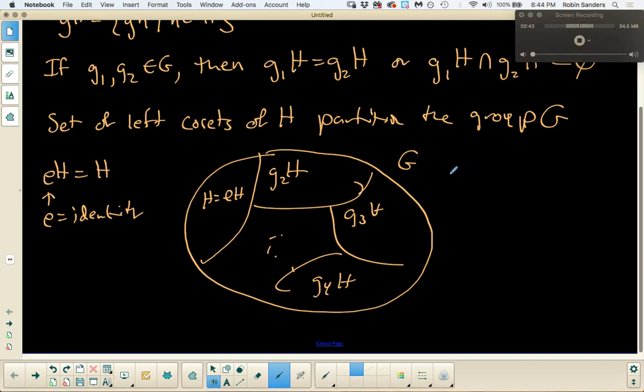But what I do want to notice is that G is the union of all of the distinct left cosets of H. And it would be really nice to be able to tell when two cosets are equal to each other. Now, one thing that I also want to do is establish a piece of notation. Let's just go to the next slide.